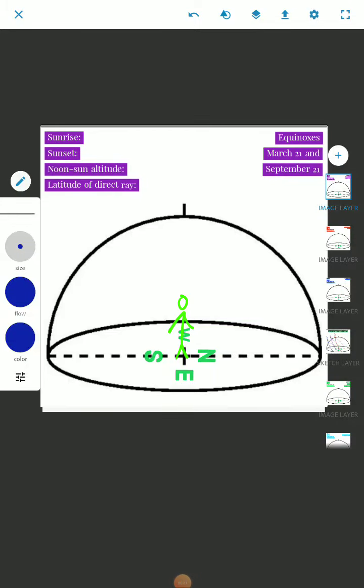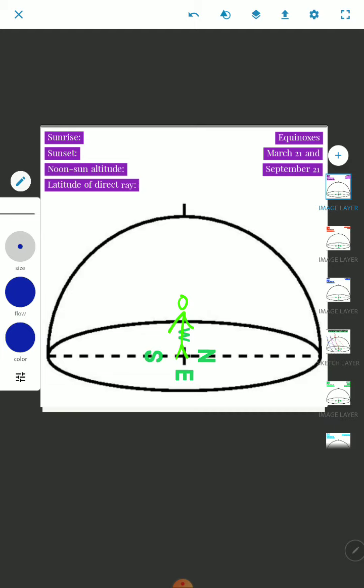Guys, one of your assignments is to sketch the path of the sun during the different seasons in New York State. Remember that for New York State, we are at 42 degrees north latitude. I'm going to show you what the sun looks like in the sky for us on these different dates. The first dates we're going to start with are the equinoxes, which are March 21st and September 21st.